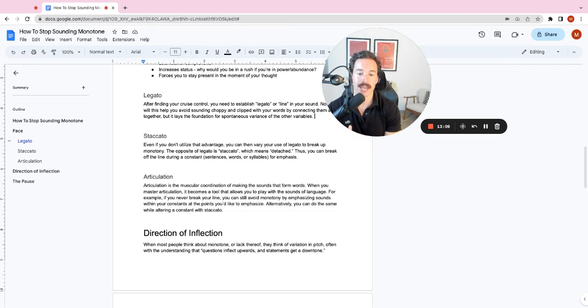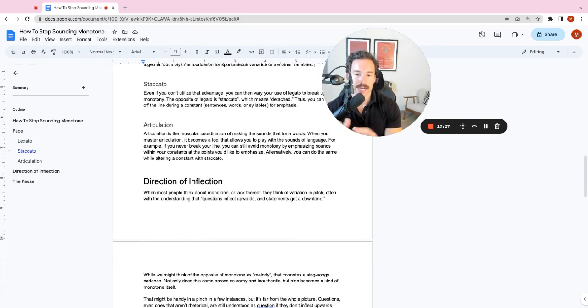Alternatively, you can do the same while altering a consonant with staccato. Take the word staccato. Staccato. Staccato. Alternatively, you can do the same while altering a consonant with staccato.